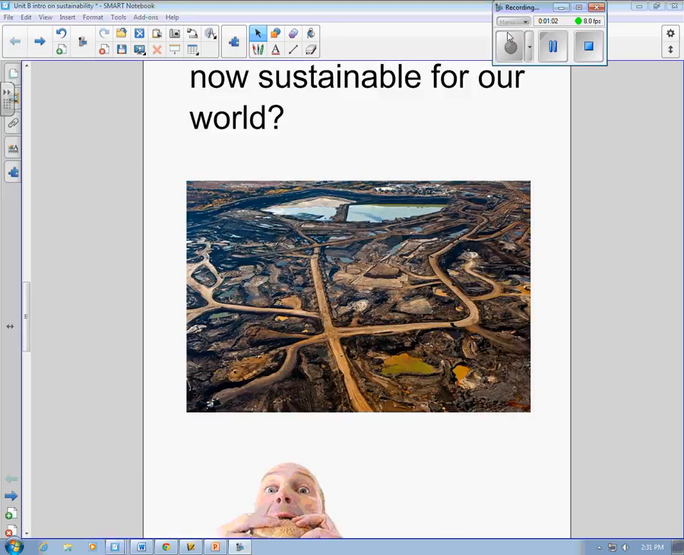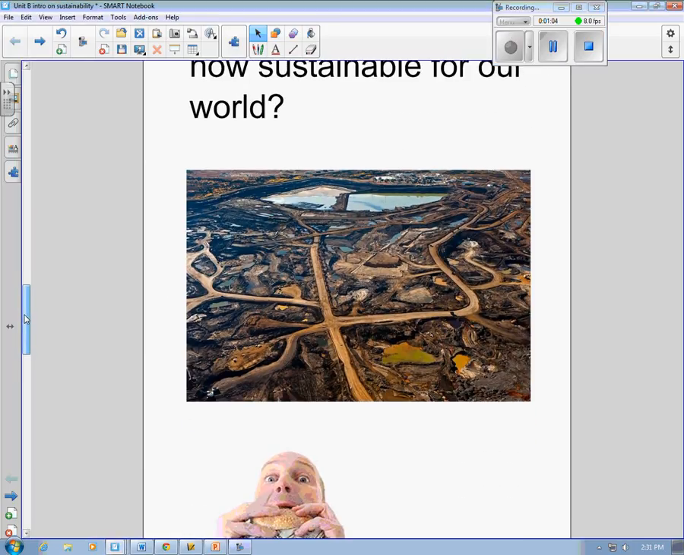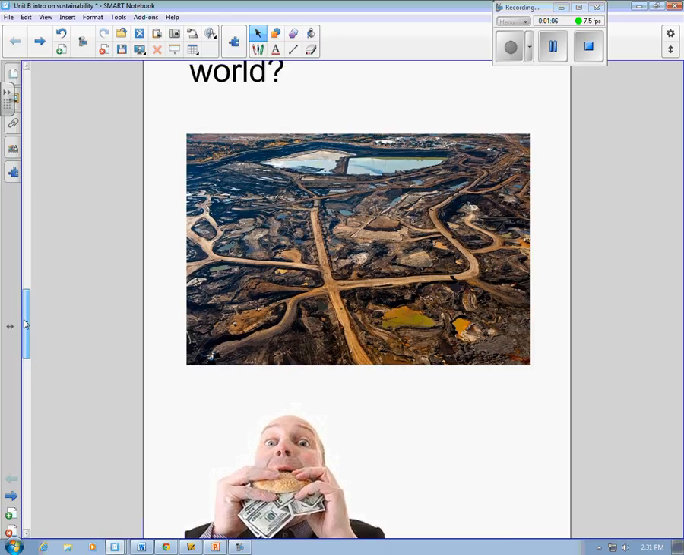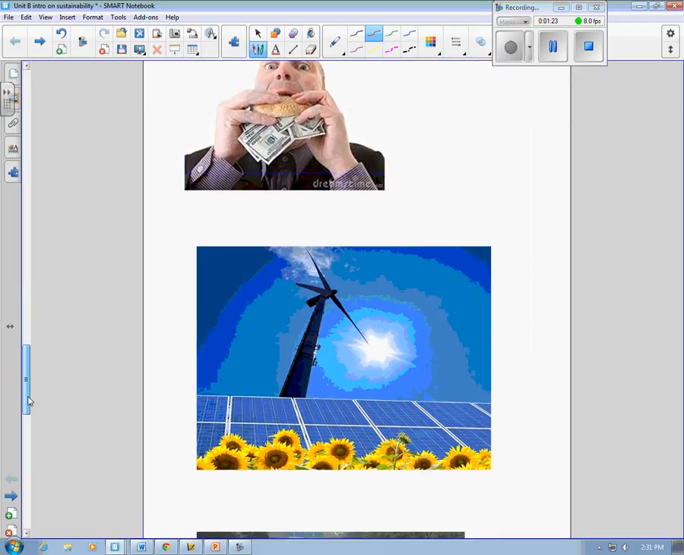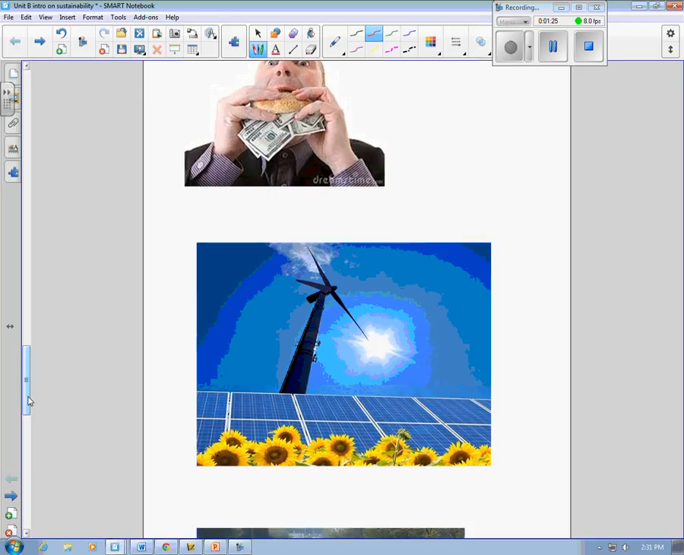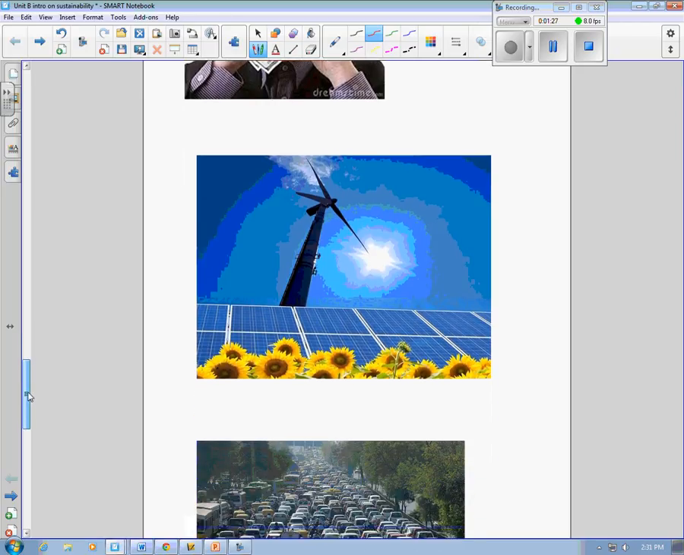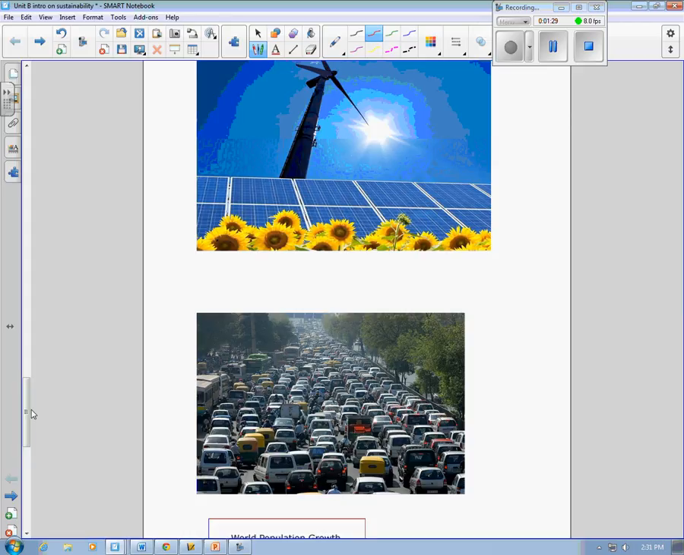So in front of you, you have some pictures. We've just discussed in class what it means to be sustainable and whether or not we can do that. So here you see a picture of our oil sands. Is the way we're dealing with that sustainable? Is the food we eat and the type of food we eat sustainable? Is solar power sustainable? Is that the way we should be going? Is the way we drive sustainable?